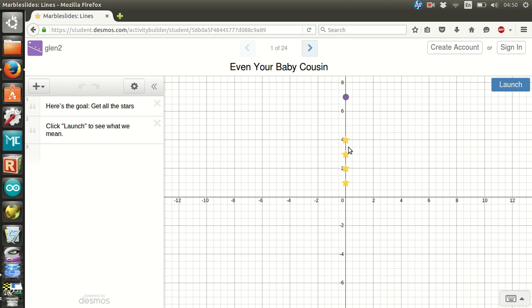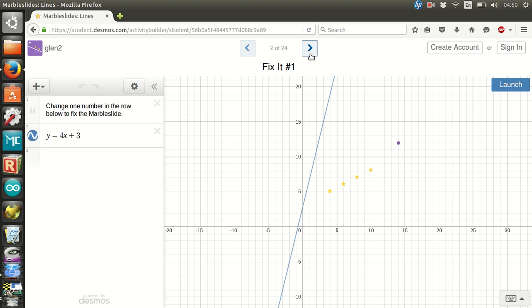There is a ball. There are stars. You need to get all the stars. Michael, you're going to love this, right? So, there we go. When you're done getting all the stars and you get the success message, you can go to the next screen. There are 24 screens. You must do all 24 screens.